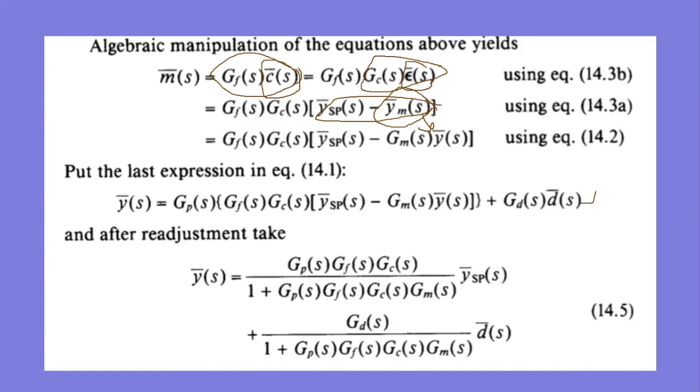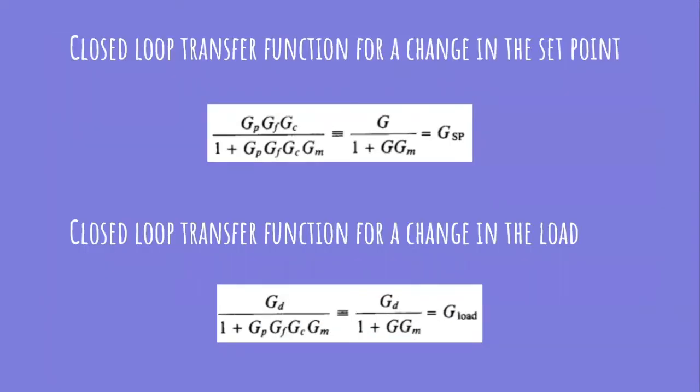The first term shows the effect on the output of a change in the set point. The second term shows the effect on the output of a change in the load. So to simplify the equation, let G equal GC GF times GP. So this one will become G, and this one will become G also. So this one is for the set point, and this one is for load.